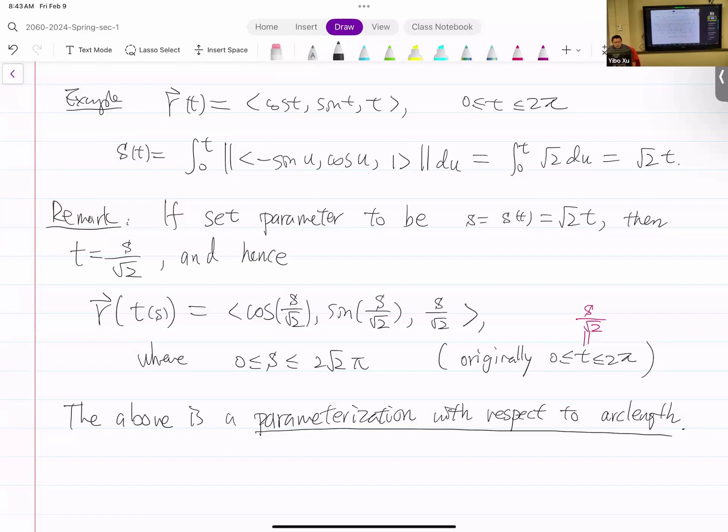Okay, so here when we talk about the parameterization with respect to the arc length, then this will only rely on the arc length itself. Okay, so it doesn't really depend on the speed that you travel. Okay, so this is something that motivates the next section called the curvature.